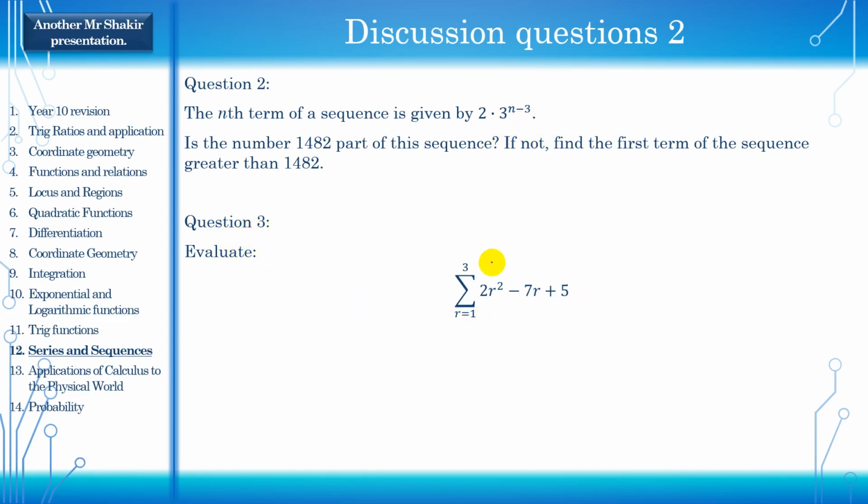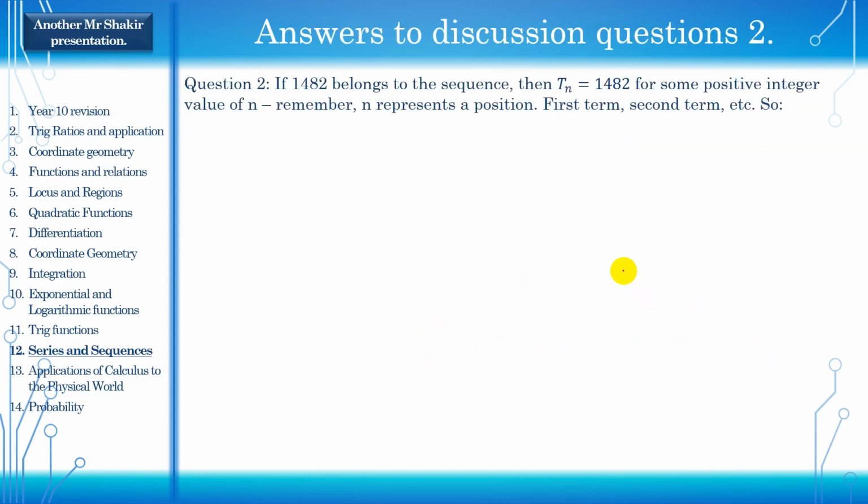Question 3 is evaluate that. Well, we're going to sub in r is equal to 1 to the whole equation, plus r is equal to 2. We sub it in, and we do plus, and then we sub in r is equal to 3. And we just add all the terms. Easy. Let's look at the answers.